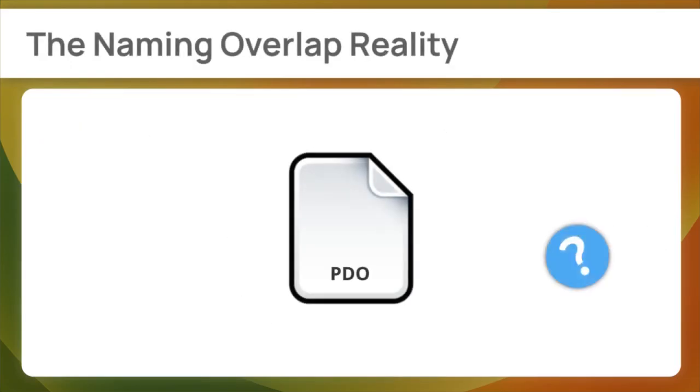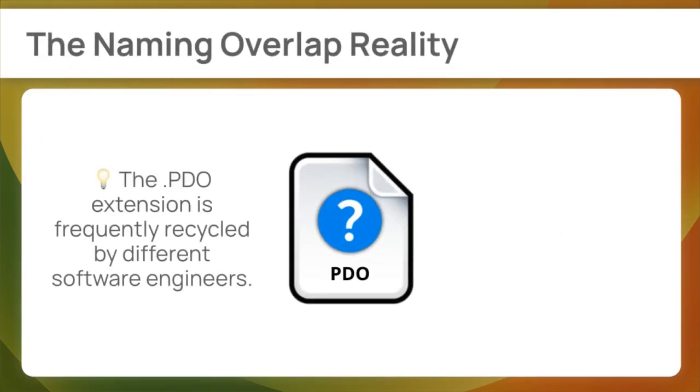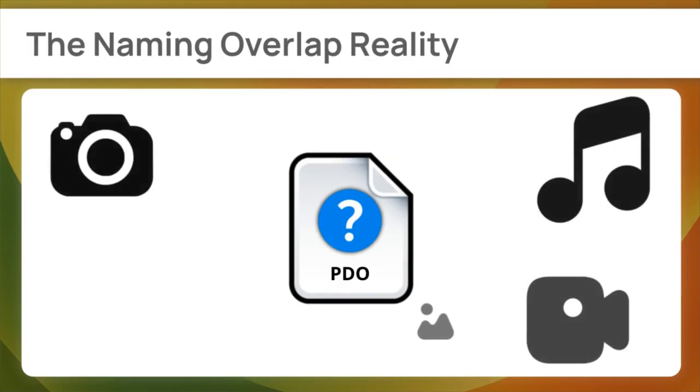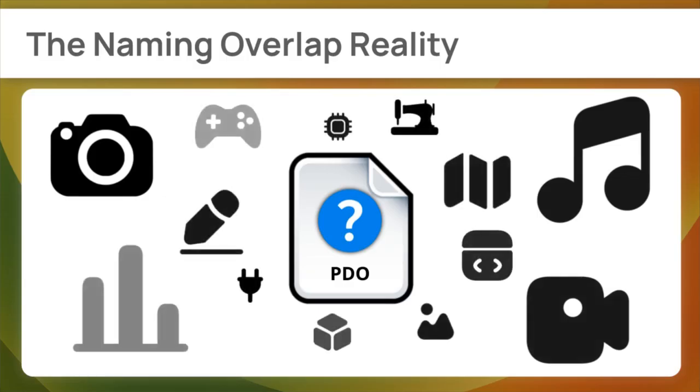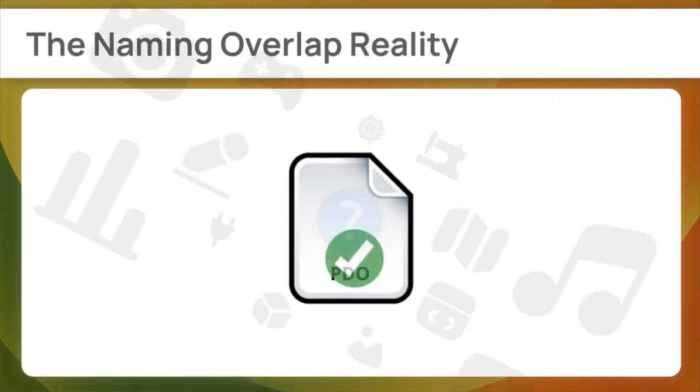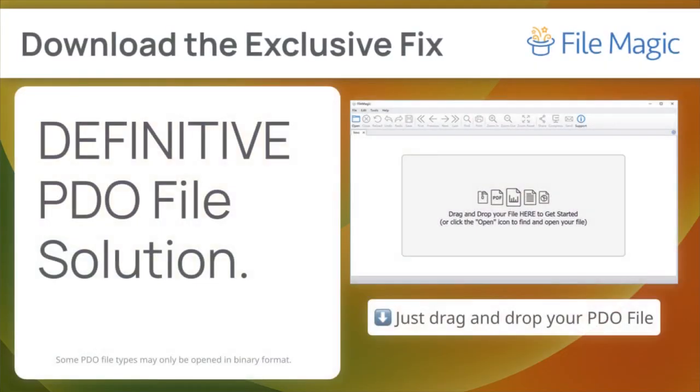If your system cannot parse your PDO structure, the issue is likely that the extension name is shared by a program you don't have. At this stage, manual testing is exhausted. Using raw-level data inspection is a recommended method to try and uncover a file's true requirements when the PDO label is unclear or shared.